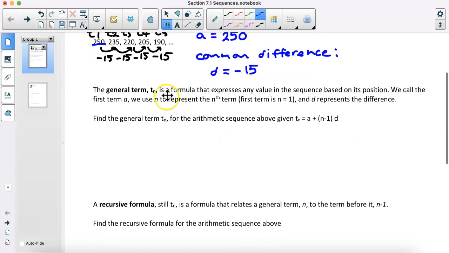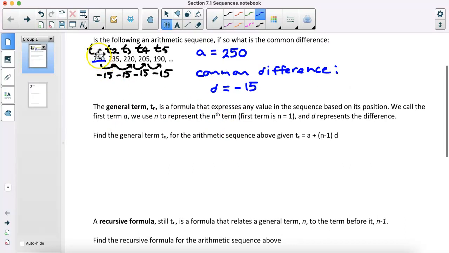So the general term Tn, okay, n could be any integer, is a formula that expresses any value in the sequence based on its position. So we call the first term A, and we use n to represent the nth term. The first term has an n value equal to 1, sorry. Here now, n is equal to 2. Okay, and again, D represents the difference.